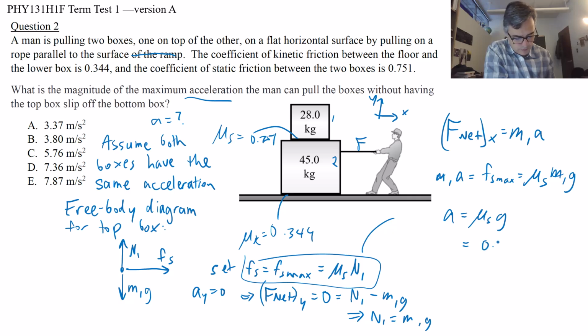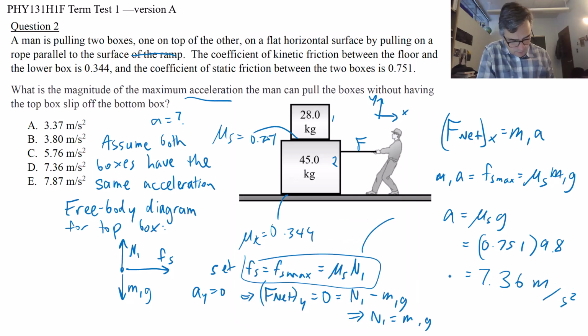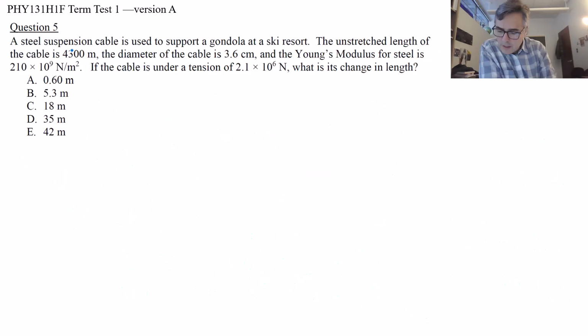So it's 0.751 times 9.8, which equals 7.36 meters per second squared. D.